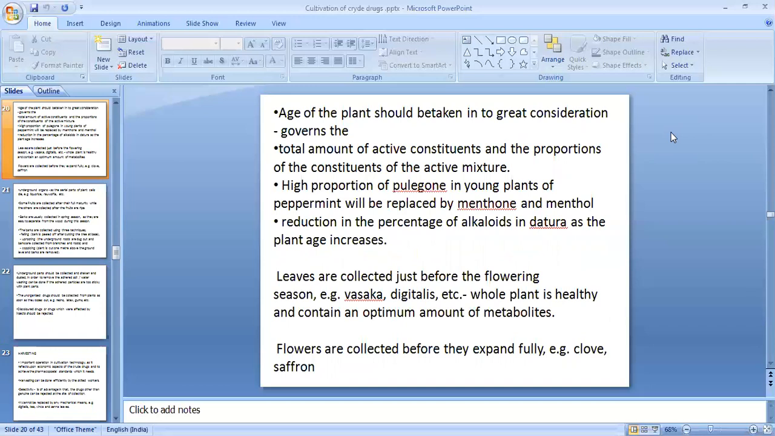Apart from the season, the age of the plant also should be taken into consideration. Why? Because the total amount of the active constituents, as well as the individual proportion of the active constituents, will vary with the age of the plant. Here you can see the example, the peppermint plant. When they are collected at a young age, instead of menthone and menthol, a high amount of pulegone will be present. Whereas in the aged plant, you will have more menthone and menthol, which is what we require.